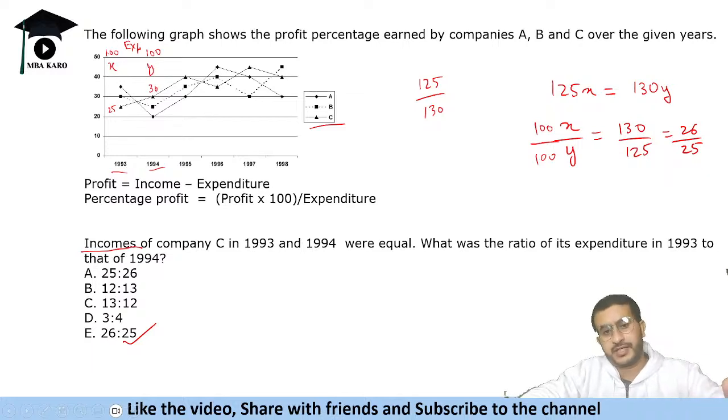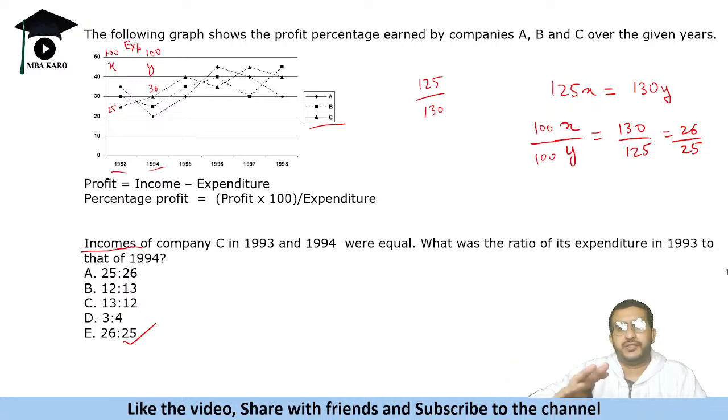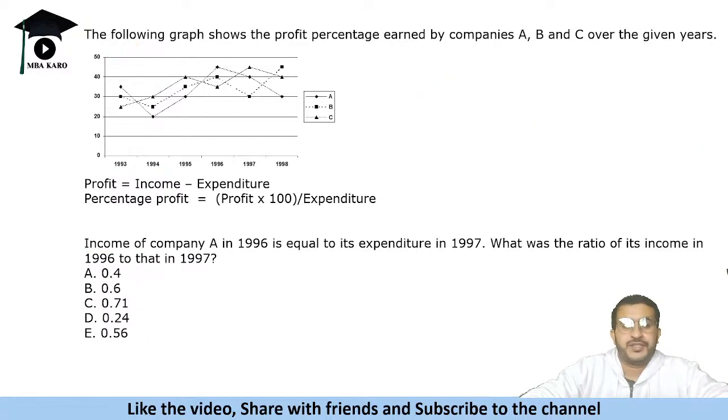इनवर्स प्रोपोर्शन लेना है. Okay, so if expenditure equal is given, then you take the ratio of the given numbers, you will get the ratio of the incomes. If income equal is given, you take the inverse ratio. Okay. All right, next question is income of company A in 1996 is equal to its expenditure in 1997. What was the ratio of its income in 96 to that in 97?